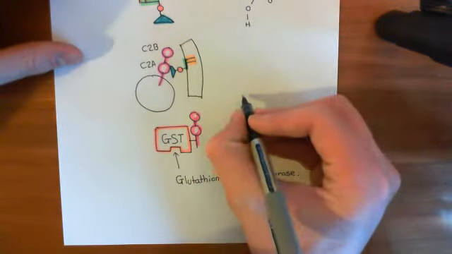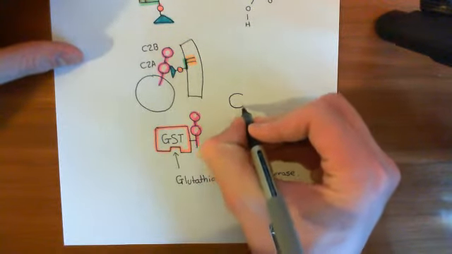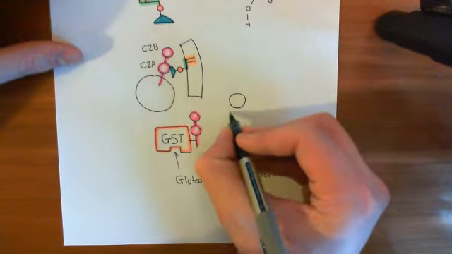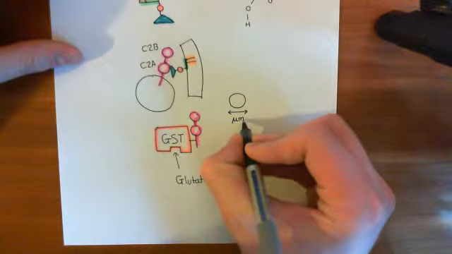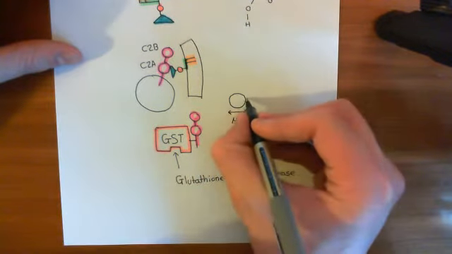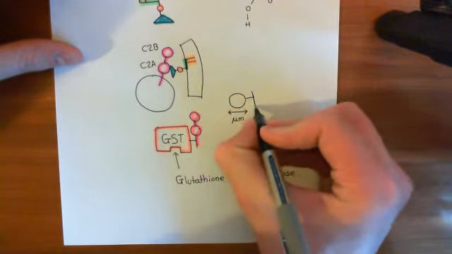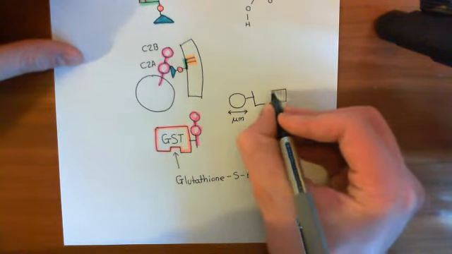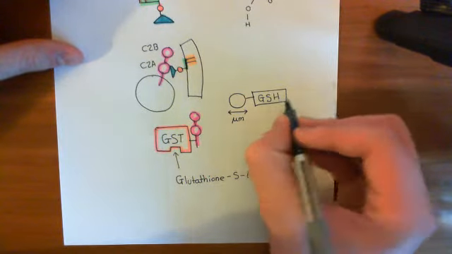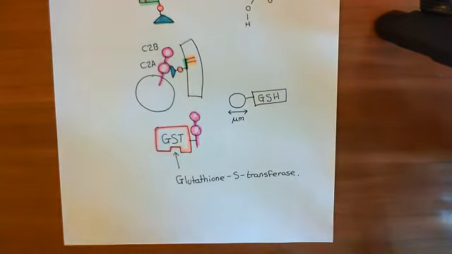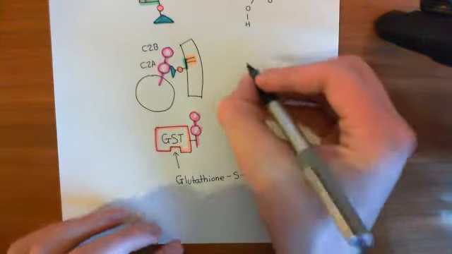Okay, so now we're going to go to the catalogue and buy tiny little beads, and I mean tiny little beads. These are beads which are a few micrometers long. And you can buy these beads where they already have the glutathione molecule bound to them.